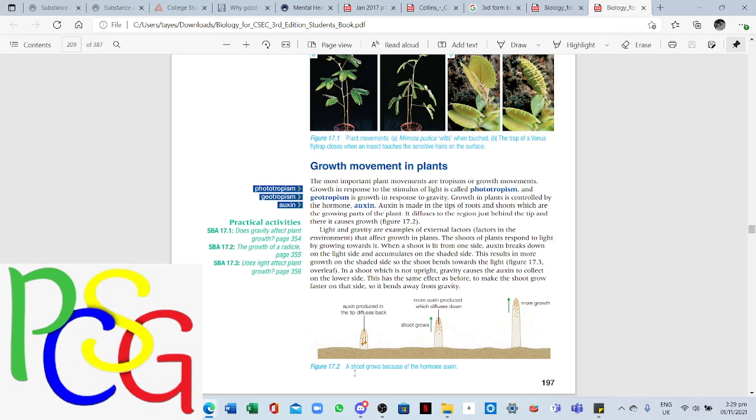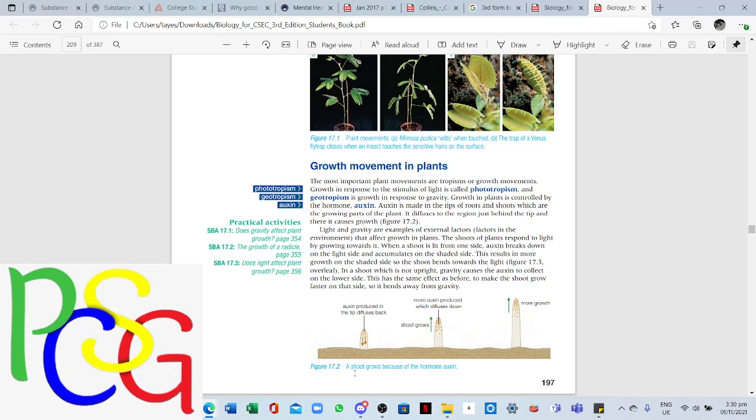And auxin is made in the tips of the roots and shoots, which are the growth parts of the plant. Now, light and gravity are examples of external factors in the environment that can have an effect on the growth of plants.